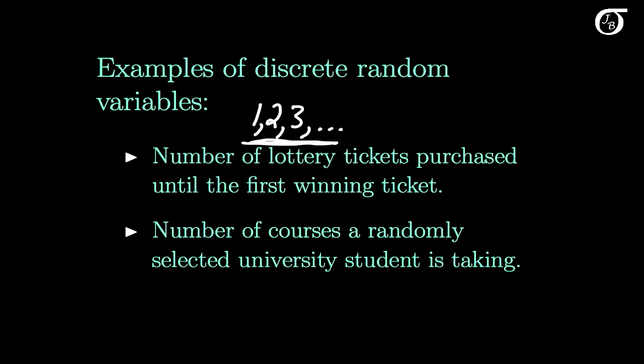How about the number of courses a randomly selected university student is taking? Well, the possible values here are 0. In some situations, a person could still be considered a university student if they're taking 0 courses, for instance, some graduate students. Or 0, or 1, or 2, or 3, and there's some maximum here, but it depends on the university what that would be. So there's some upper bound, maybe it's 5 or 6 or 7 or 8, but that would depend on the specific university. So that is still a countable number of values here, and so it is still a discrete random variable.